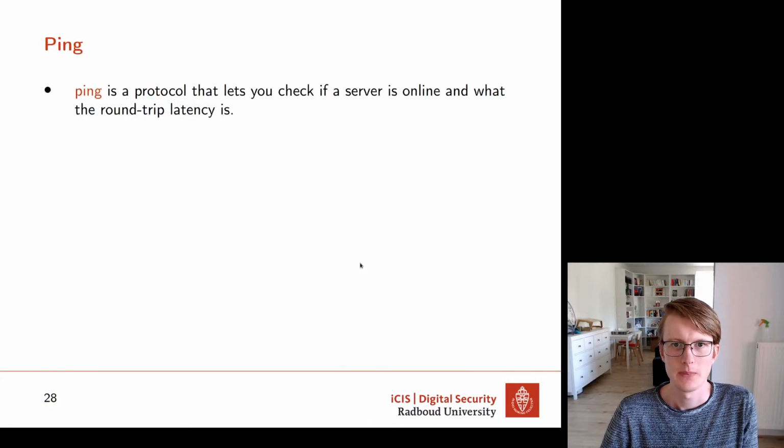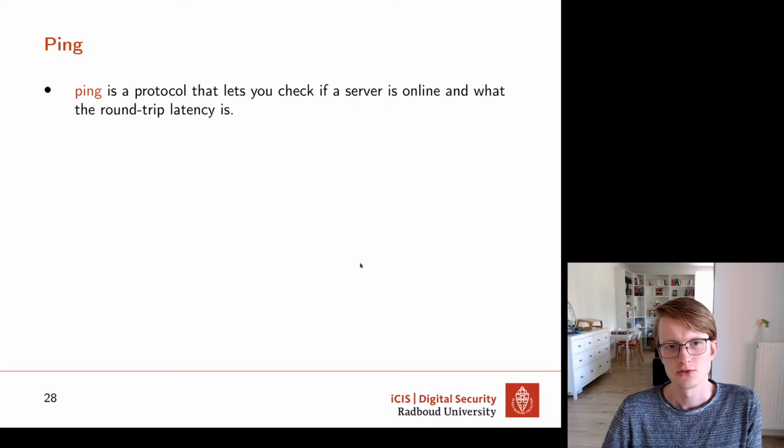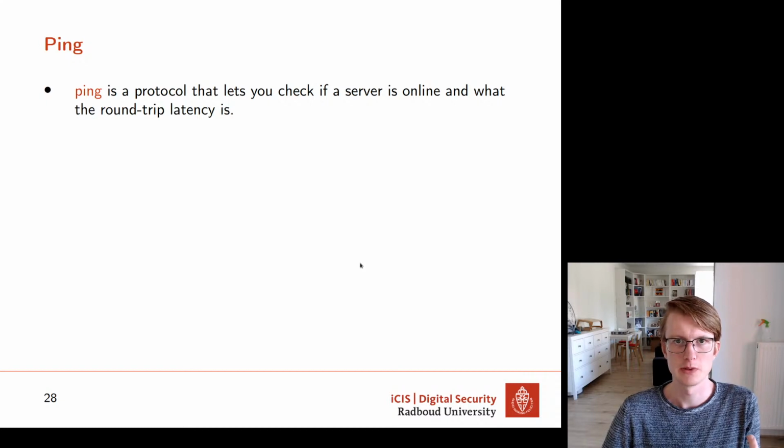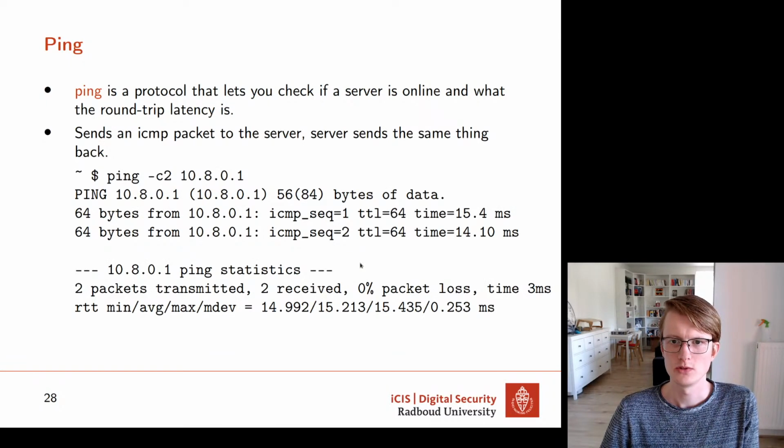Another example, ping. Ping is a protocol that lets you check if a server is online. You might have used it before. You can also use it to check what the round trip latency is. You might be familiar with ping in video games, and people hiding their bad skills at Counter-Strike by complaining that they have too much ping. Ping is about when you send something to the server and the server immediately replies, how long does it take for that reply to get to you? You do that using ICMP, and then the server will send the same thing back.